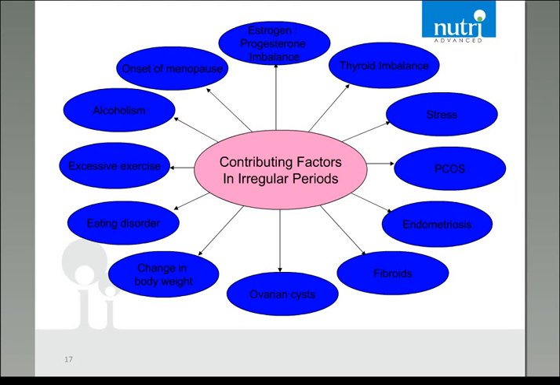Contributing factors in irregular periods, which includes thyroid imbalance, stress, polycystic ovarian syndrome, which we're going to cover again, endometriosis, fibroids, ovarian cysts, change in body weight, eating disorders, so anorexia nervosa, bulimia nervosa, binge eating disorder, excess exercise, alcoholism, and onset of menopause, as well, of course, as estrogen-progesterone imbalance.